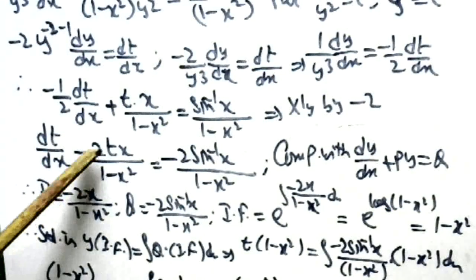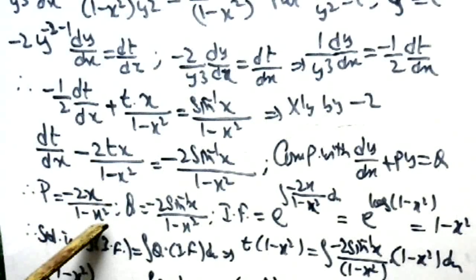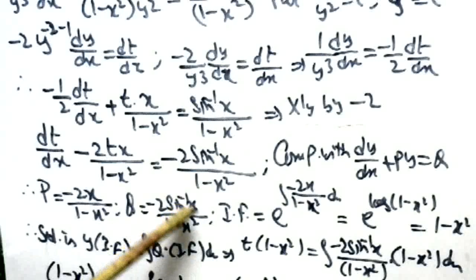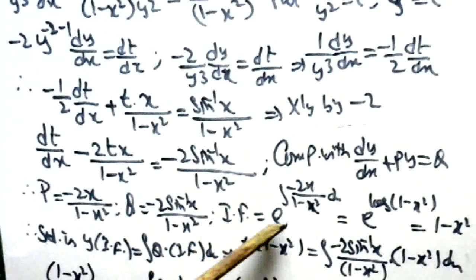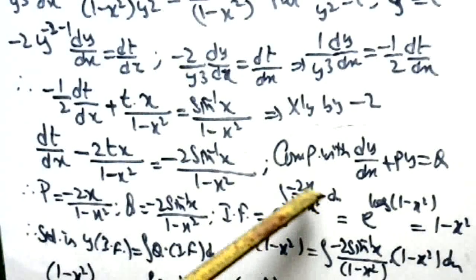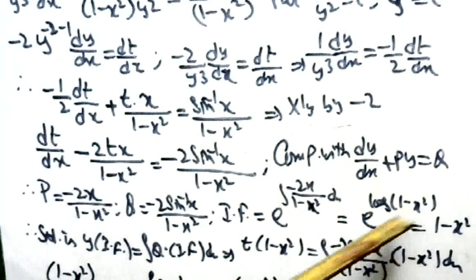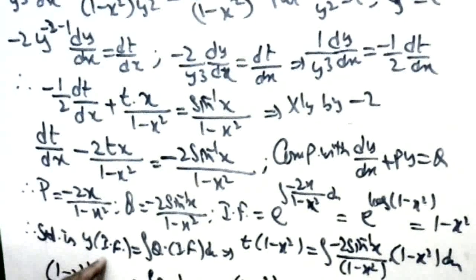So in place of y, we are having t. In place of p, we are having minus 2x by 1 minus x square. In place of q, we are having minus 2 sine inverse x by 1 minus x square. So the integrating factor is e to the power of integration p dx. There is a formula: f dash x by f of x integrates to log of f of x. So e to the power log will get cancelled. The integrating factor is 1 minus x square.